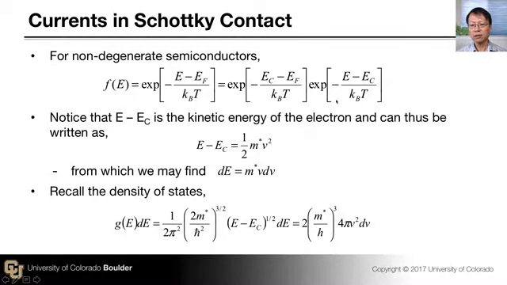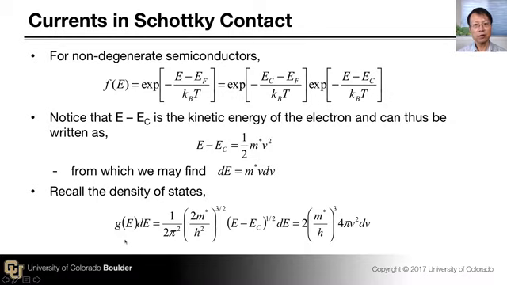And this term here that does contain energy, we notice that E minus E_C is the kinetic energy of the electron. So the kinetic energy of the electron can be written by the standard classical kinetic energy equation, 1/2 mv squared. If you take a derivative of this, you get an equation for the differential energy related to the differential velocity. So using this, we change the energy integral into the velocity integral.